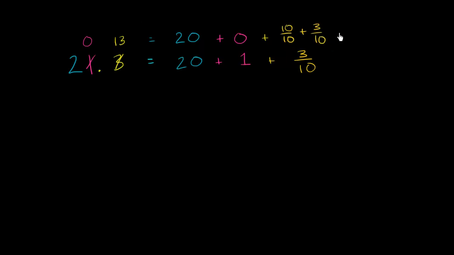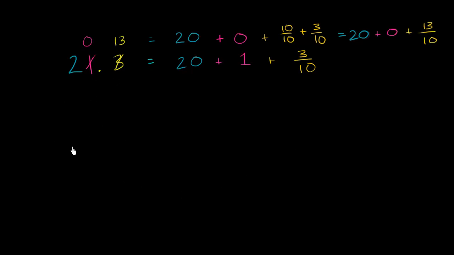Let me write that down. So this is equal to 2 tens plus 0 ones plus 13 tenths. Let's do another example with this exact same number.